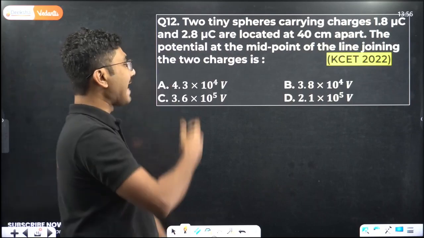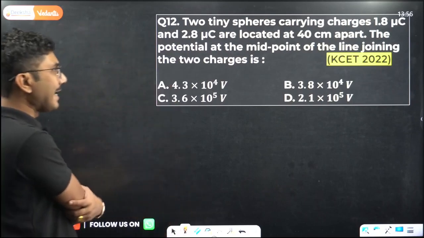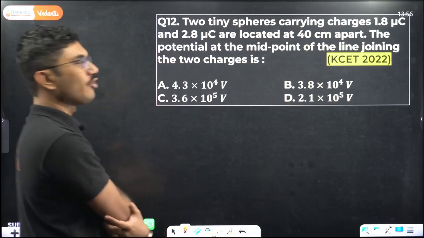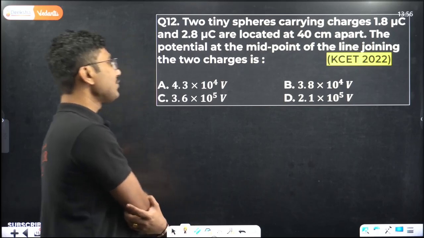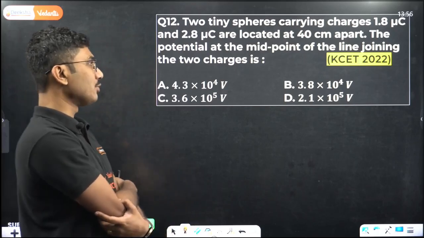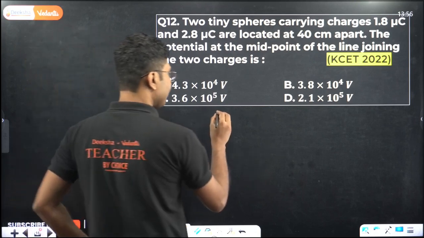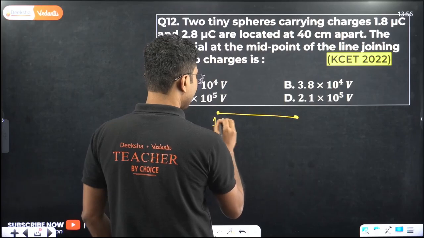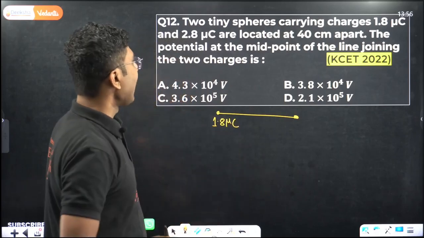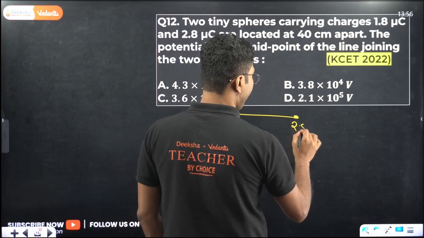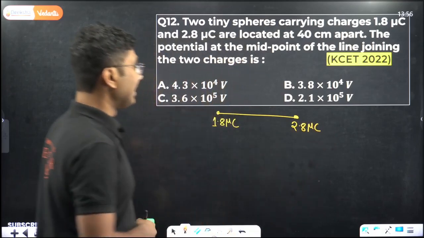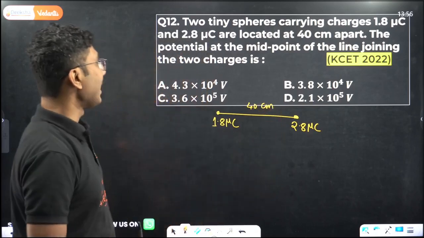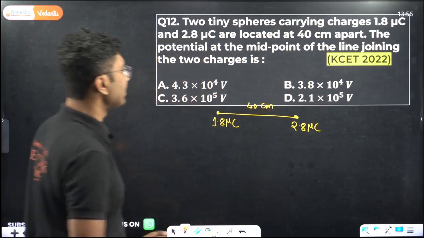Next, two tiny spheres carrying charges 1.8 microcoulomb and 2.8 microcoulomb are located 40 centimeter apart. The potential at the midpoint of the line joining the two charges is. So here we have two tiny spheres. One of them is 1.8 microcoulomb, another one is 2.8 microcoulomb. The distance between them is 40 centimeter. They are asking for the potential at the midpoint of the line joining the two charges.